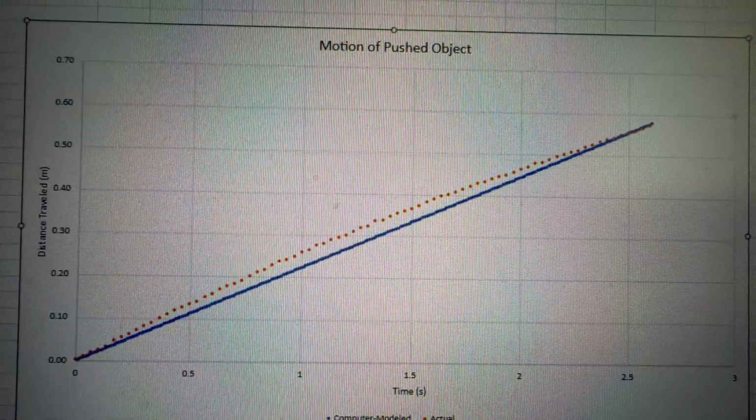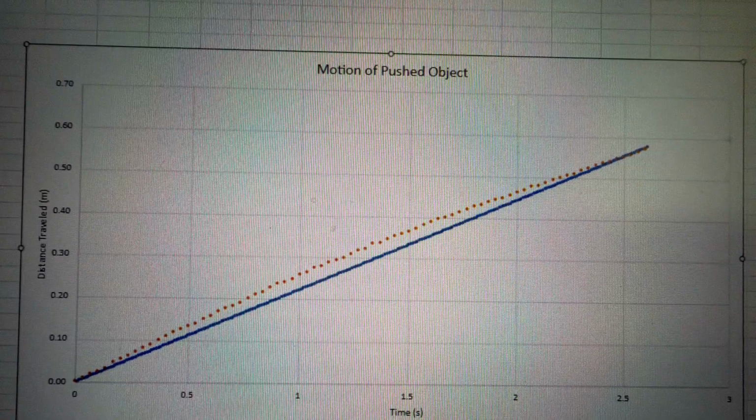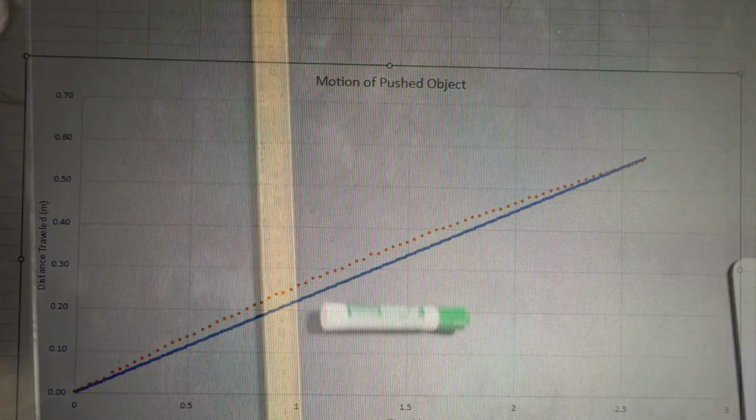If the initial velocity were larger, the slope of the position versus time graph would increase as the slope of the graph represents the change in position over time, or the velocity.